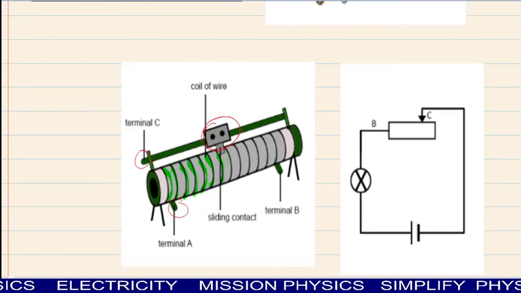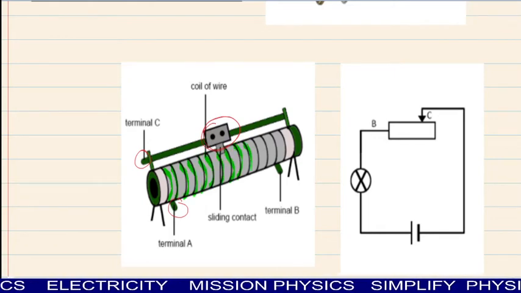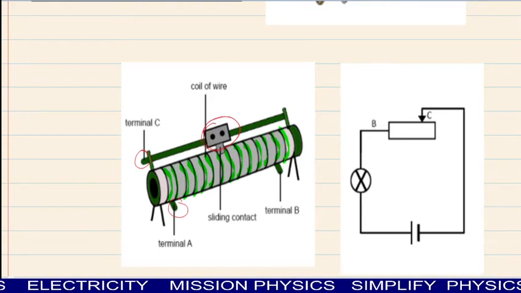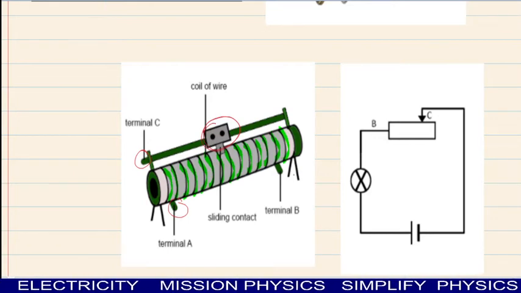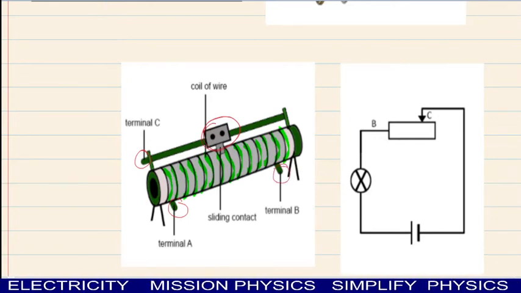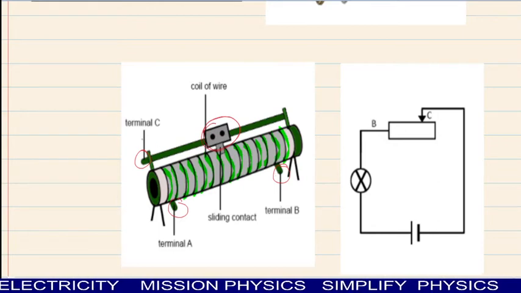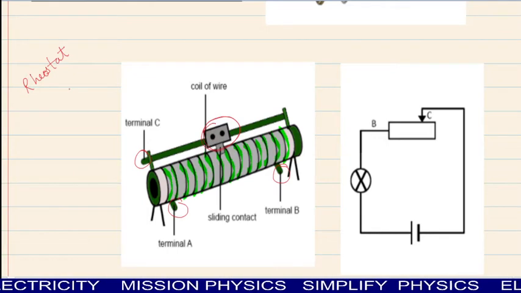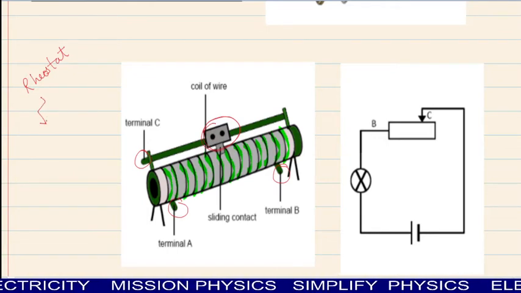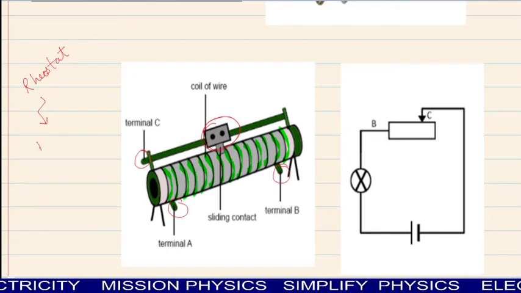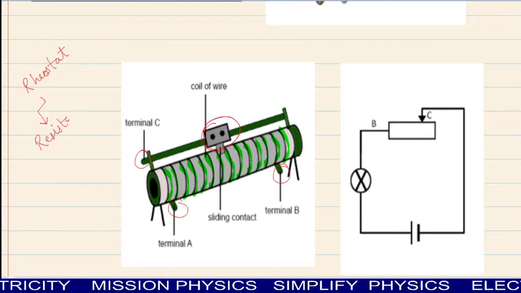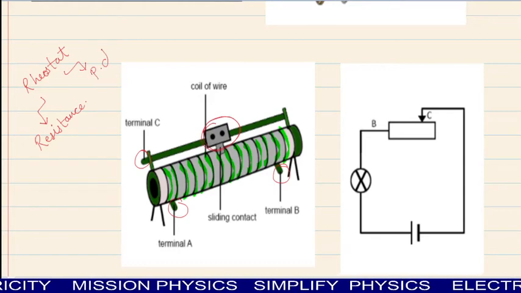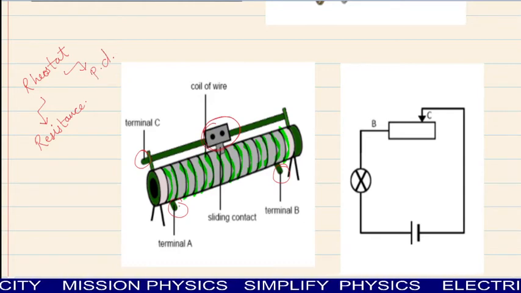ये wire wound है पूरे cylindrical shape में, isolated from each other, and the third is terminal B. ठीक, अब ये डिपेंड करेगा आपको रेहोस्टेट को किस एप्लीकेशन में यूज करना है, because it can be used in two applications. One is to change the resistance and second is to change the potential difference. तो आप pairing use करेंगे.